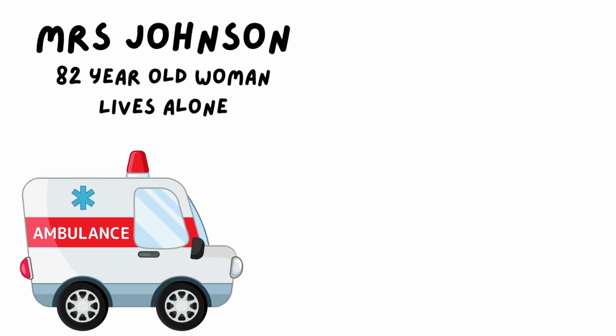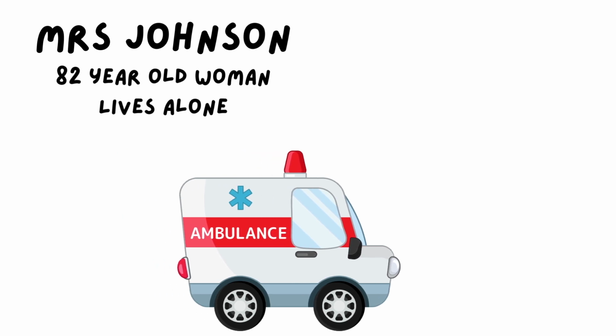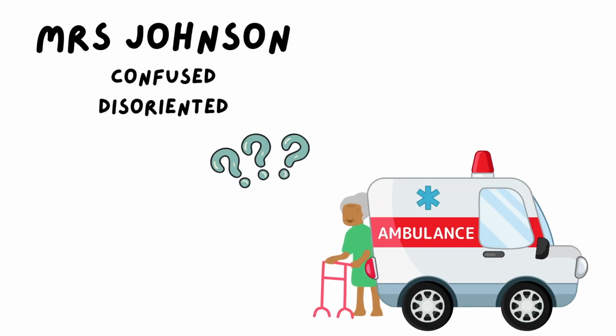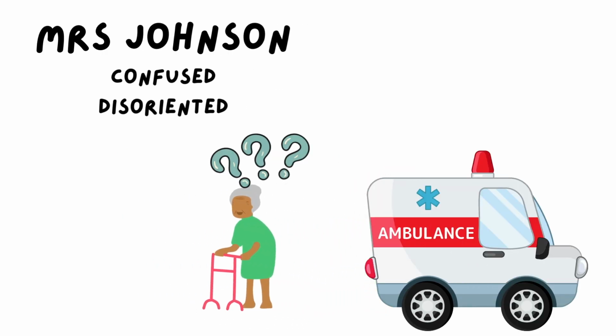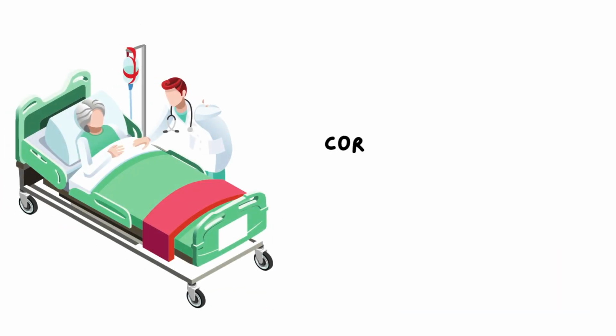Mrs. Johnson is an 82-year-old woman who lives alone at home. She was brought to the emergency department by her neighbor, who noticed that Mrs. Johnson seemed confused and disoriented. Upon arrival, Mrs. Johnson is unable to provide any history.